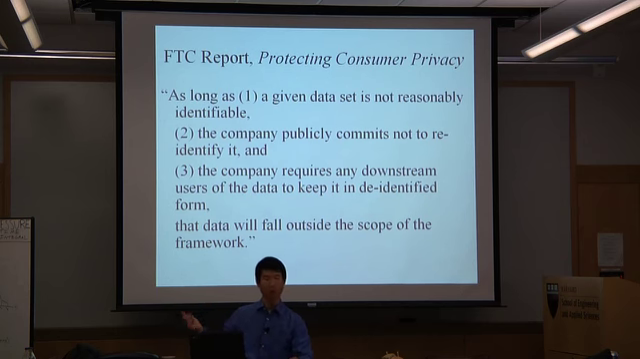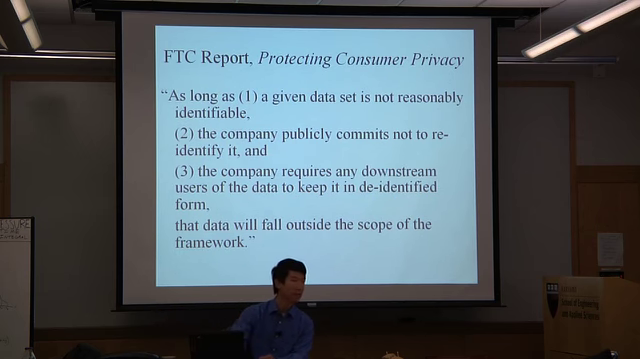And so what they have written so far, for example, is as long as a given data set is not reasonably identifiable, the company publicly commits not to re-identify it, and the company requires any downstream users of the data to keep it in de-identified form, then the data will fall outside the scope of the framework, right? So in thinking about the relevant threats here, what's going on implicitly is that the threats are being potentially divided into two different categories.